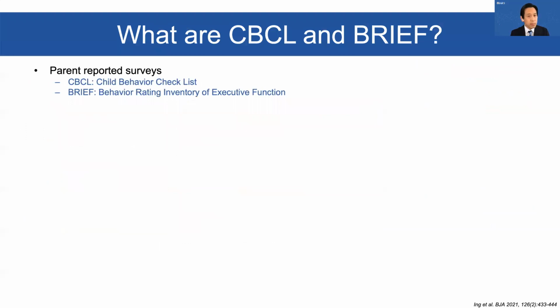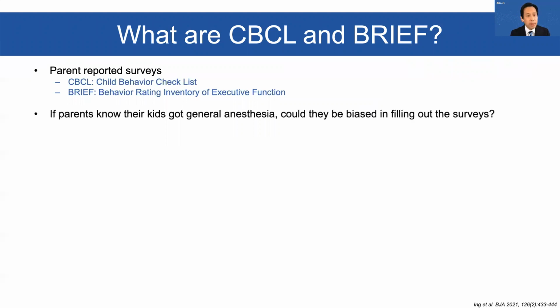So the next question that comes up is, what are CBCL in brief? They're validated parent-reported surveys where caregivers fill out and answer questions describing problems in their child's behavior or executive function. The follow-up question is that if parents know that their kids got general anesthesia, could they be biased in filling out the surveys? And if they are, is the bias the reason for the reported differences? We're able to explore this question using the GAS trial data in another secondary analysis.